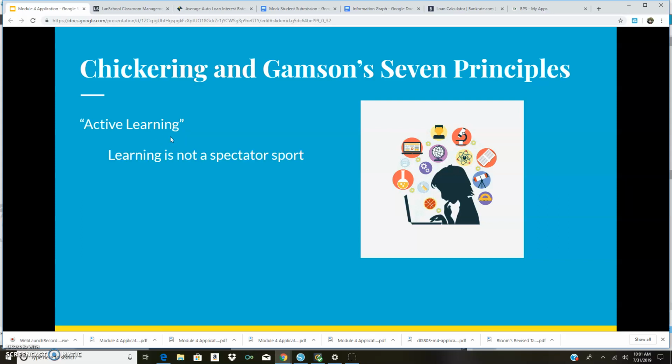Learning is not a spectator sport. Most of what we learn and retain, we learn from doing, not just being told. This lesson has students discovering for themselves the relationship between credit scores, interest rates, length of a loan, and the total price paid for a car.